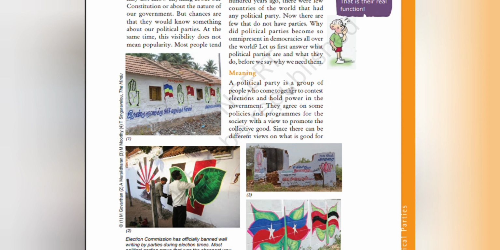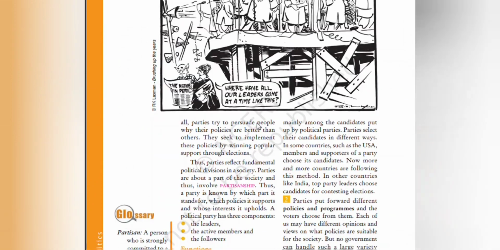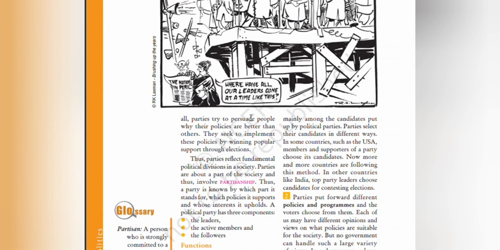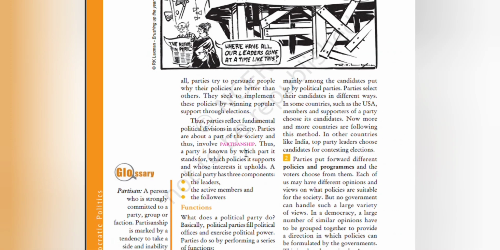Meaning: a political party is a group of people who come together to contest elections and hold power in the government. They agree on some policies and programs for the society with a view to promote the collective good. Since there can be different views on what is good for all, parties try to persuade people why their policies are better than others. They seek to implement these policies by winning popular support through elections.